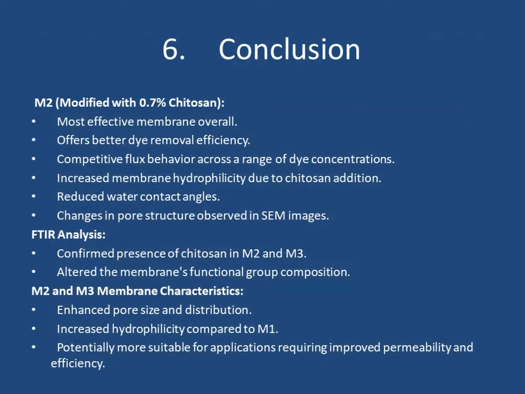Of course, for our conclusion, finally, we can't deny that the addition of Chitosan enhanced every property of the ultrafiltration membrane. And we can see that it offers the best dye removal. It has increased the membrane hydrophilicity, reduced water contact angles, and changed the pore structure.